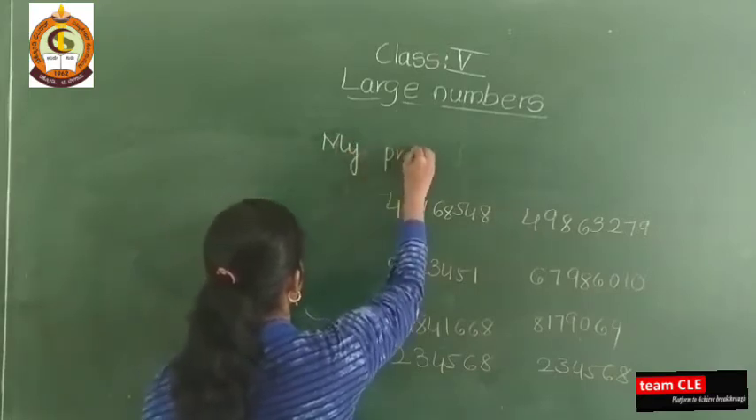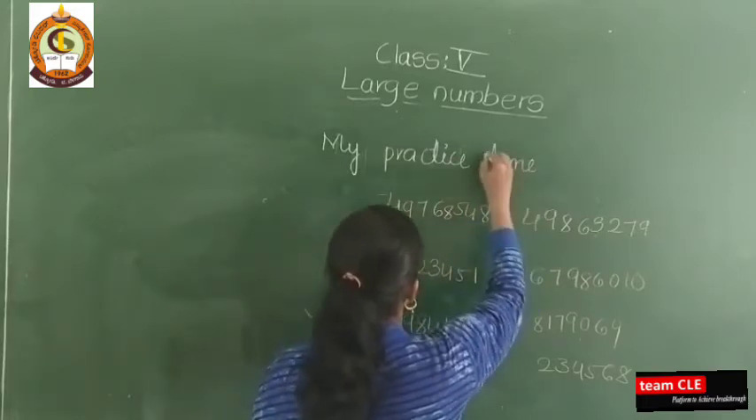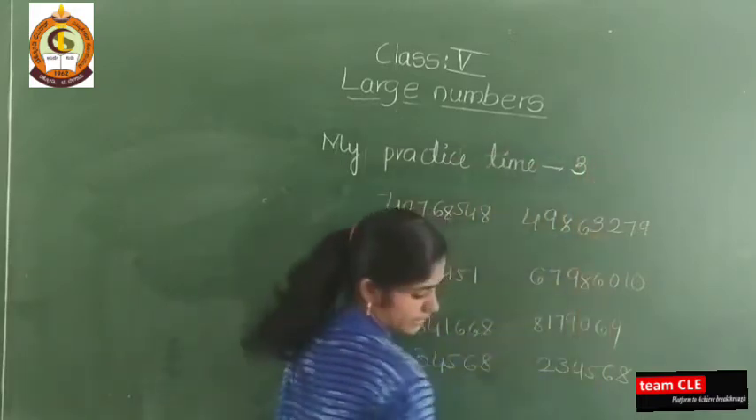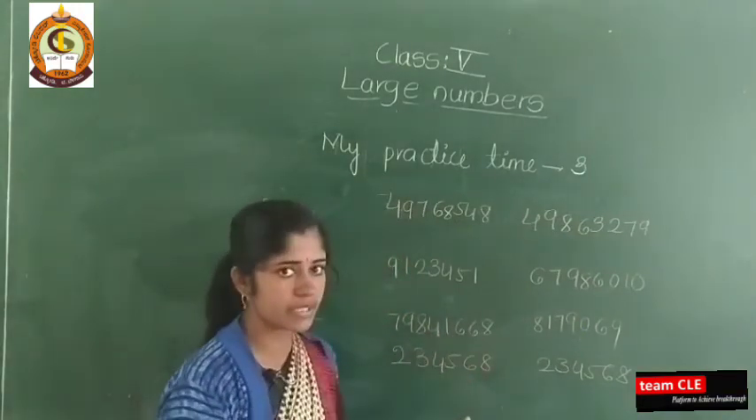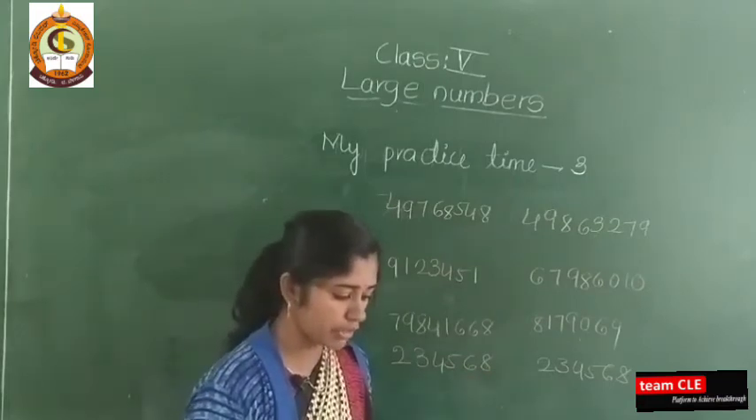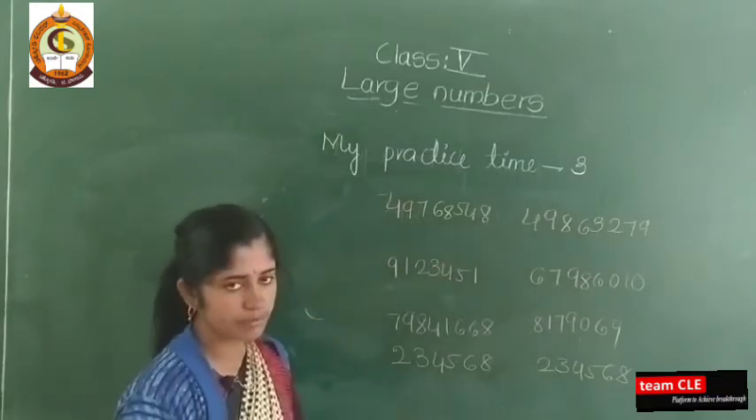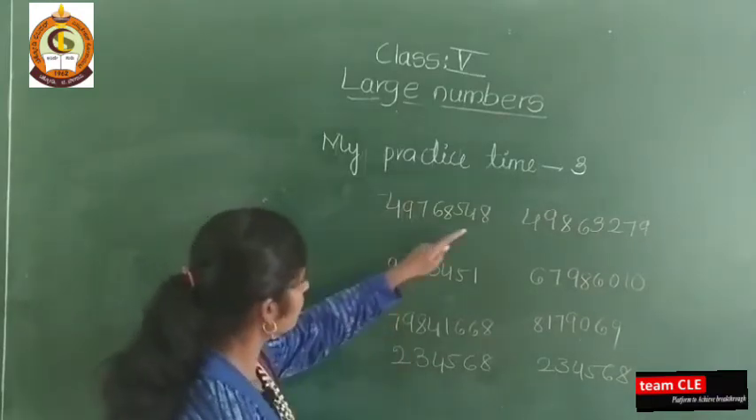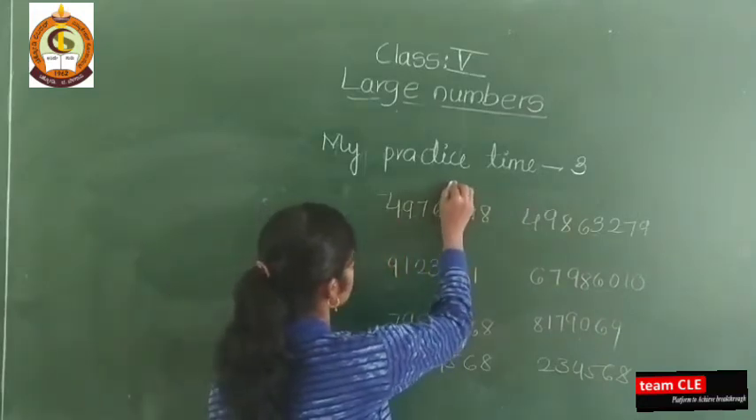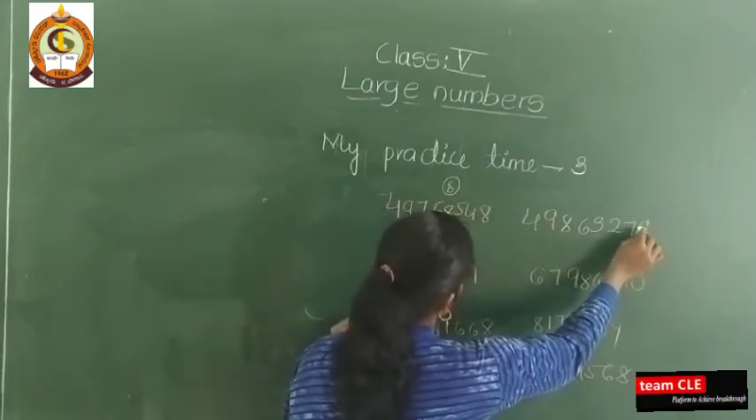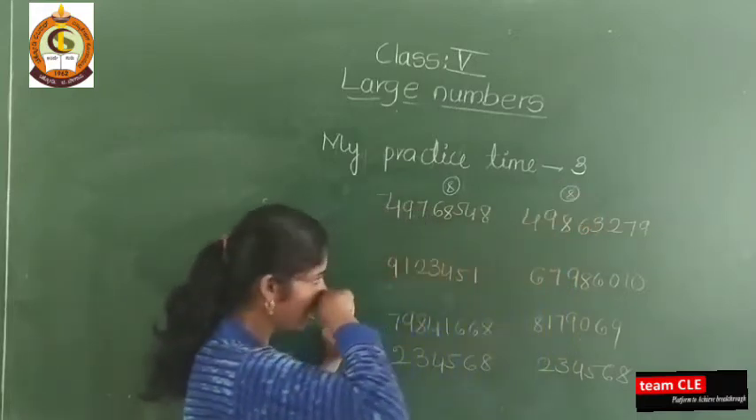My practice time 3, page number 83. So let us solve these examples. Here you have to compare the following numbers and insert greater than, smaller than or equal sign. So first step, you need to count the digits. Count here 1, 2, 3, 4, 5, 6, 7, 8. So how many digits are there? 8 digits. Here also count 1, 2, 3, 4, 5, 6, 7, 8. So here also 8 digits.